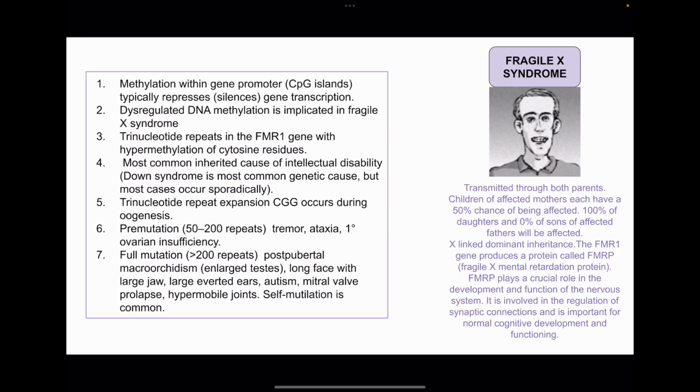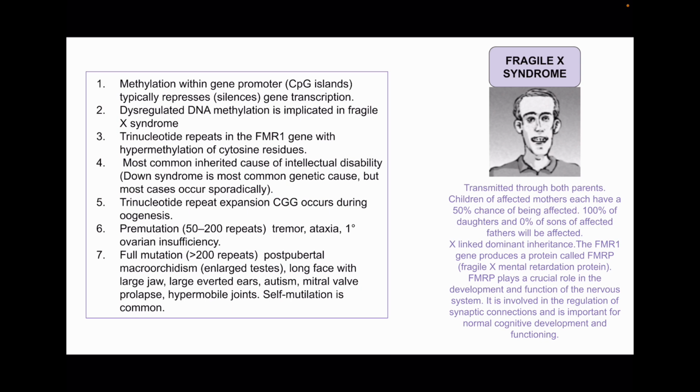Let's just look into the disease a little bit more so that you can remember it even better. So, Fragile X syndrome is transmitted through both parents. Children of affected mothers each have a 50% chance of being affected. 100% of daughters and 0% of sons of affected fathers will be affected because, of course, the father is transmitting the Y chromosome to the sons.